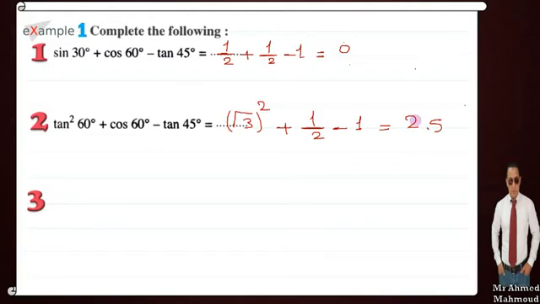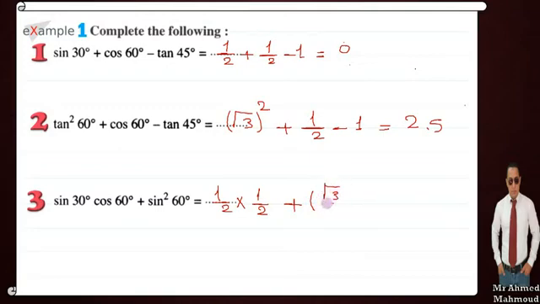2.5. The next one: sine 30 cosine 60. Sine 30 equals half, times cosine 60, which is also half, plus sine squared 60, which equals root 3 over 2, all to the power of 2. Finally, this one equals 1.